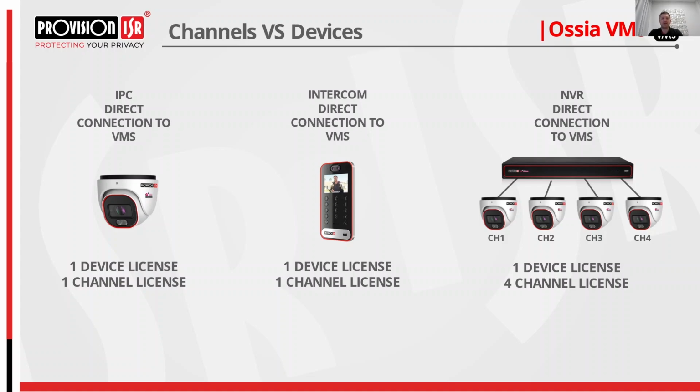Now, the number of channel licenses is determined by the amount of channels or cameras you've connected to your NVR. I'll give you an example. Let's say you've connected a 64 channel NVR to your VMS, and you've only got 20 cameras connected to your NVR. What happens in terms of the licenses? The 64 channel NVR will occupy one device license, and the channel licenses will be occupied by the amount of cameras connected to your NVR, which is 20 in this case.